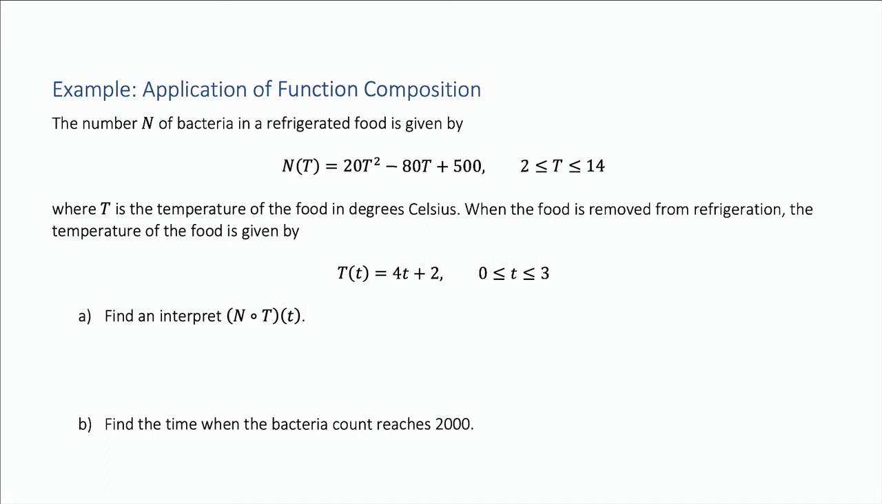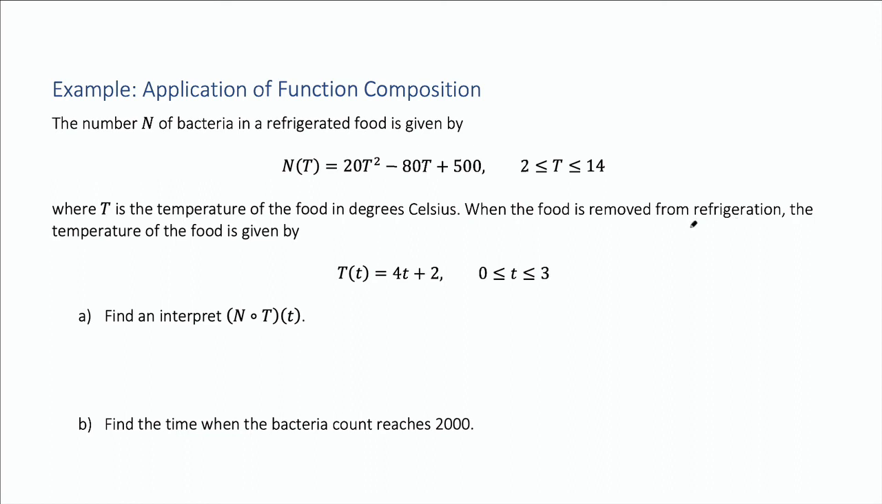Let's look at an example of a composition of functions here. So here we've got the number N of bacteria in a refrigerated food is given by this formula: N of t, where t is temperature, equals 20t squared minus 80t plus 500. Okay, and here we've got a domain of t ranging from 2 to 14. So when our temperature is between 2 and 14 degrees Celsius.